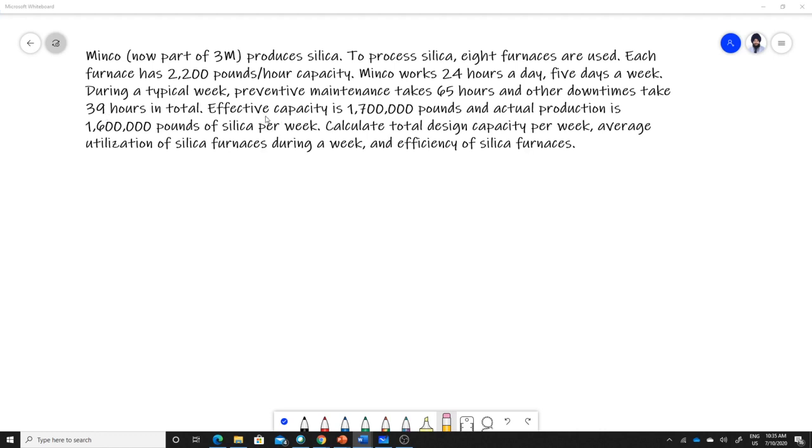Then you're given the effective capacity as 1.7 million pounds and actual production as 1.6 million pounds of silica per week. I'll come back to that and explain it a little bit from the demand and capacity viewpoint. Then you want to calculate the total design capacity per week. So from here we need to convert everything to per week. In this case we want to calculate the utilization of furnaces during a week.